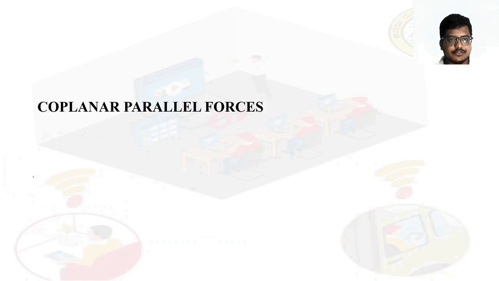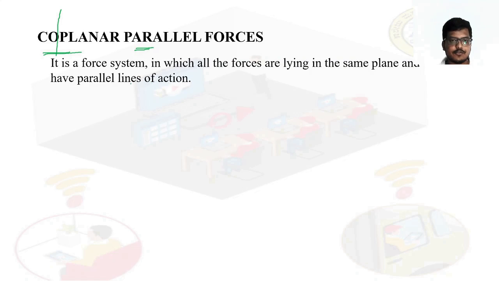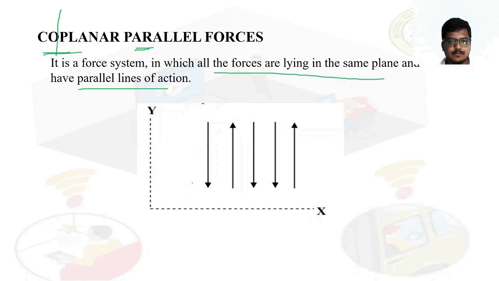Okay, next one is coplanar parallel force. So coplanar means what? It is a force system in which all the forces lie in the same plane, and they should be parallel. So you can write it like this also. It is a force system in which all the forces are lying in the same plane and have parallel lines of action. So see, xy is a plane. So these are the forces, but they are parallel to each other.